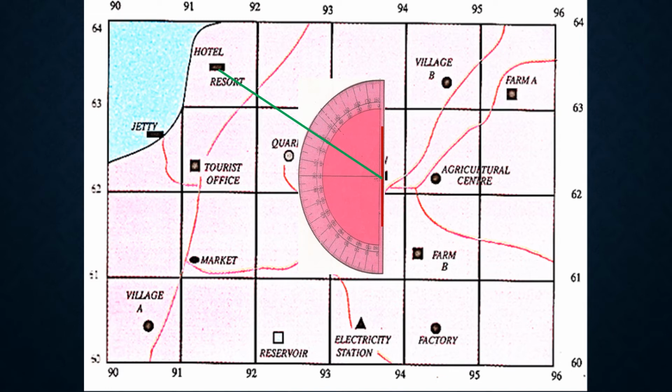Remember, once we find where the line passed through the angle here, we just simply add it to 180 degrees, because we already know that it's already 180 degrees over here. We just want to know this angle right here, which is 119 degrees, and we add that to 180 to get the full bearing of the hotel resort.